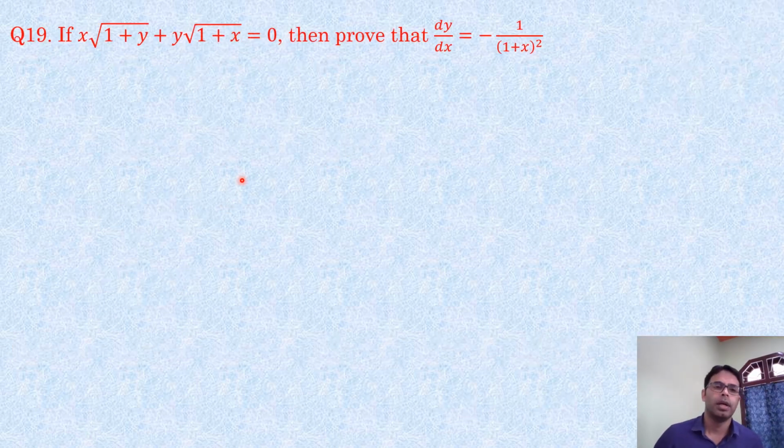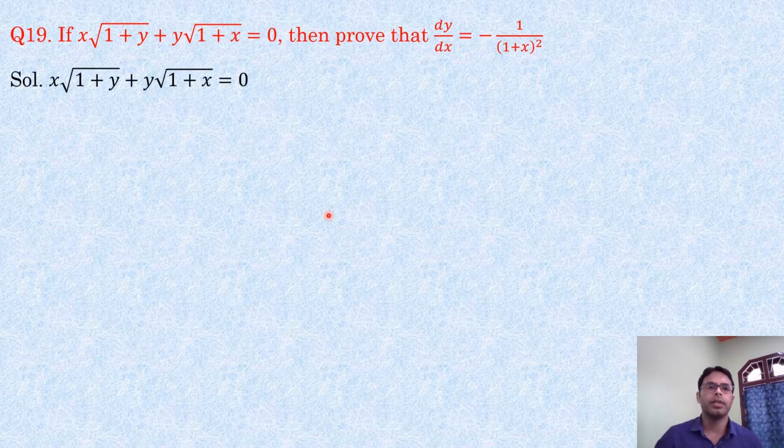This is one important question. You see, if x into root over 1 plus y into root over 1 plus x is equal to 0, then prove that this one. And this question was asked in your exam in earlier years, so it is one important question again. You see, in the first side, this function given is an implicit function, because x and y at the first side, you cannot separate x and y.